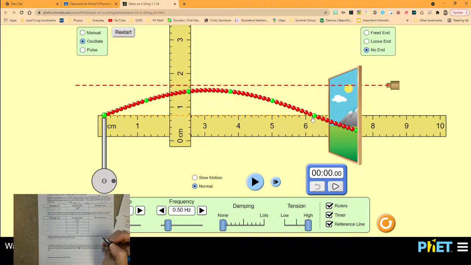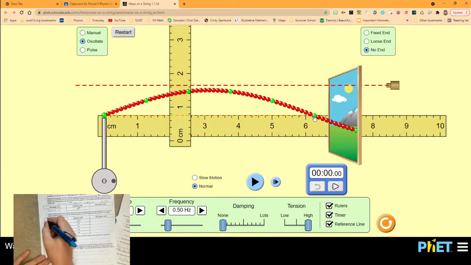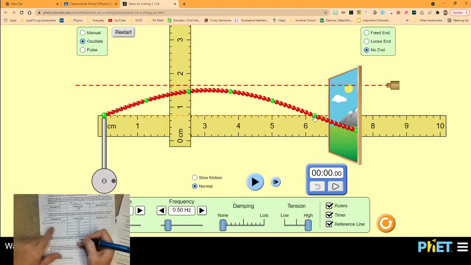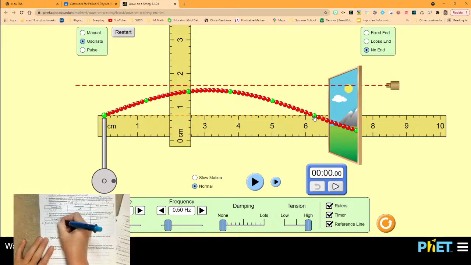It's 6.25 centimeters. Convert that to meters and you get 0.0625 meters, but you need to multiply that by 2 to get the whole wavelength. Multiply that by 2 and you'll get 0.125 meters. You better double check my math. I did that one in my head.